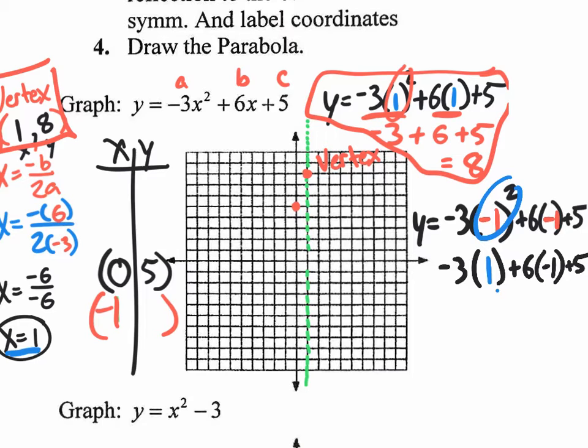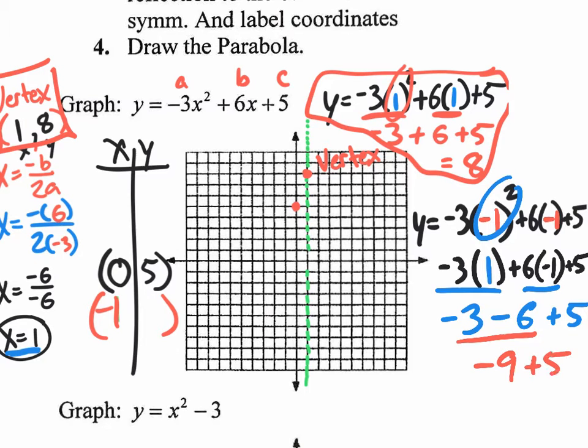So when we do the multiplication, negative 3 times 1 is negative 3. 6 times negative 1 is negative 6. Bring down the plus and the 5. Let's add and subtract from left to right. Negative 3 and negative 6 is negative 9, plus 5. Y equals negative 4. So we found the y value of negative 4. And let's graph that point. So from the origin, here's the origin, let's go negative 1, 2, 3, 4, and put a dot right here.